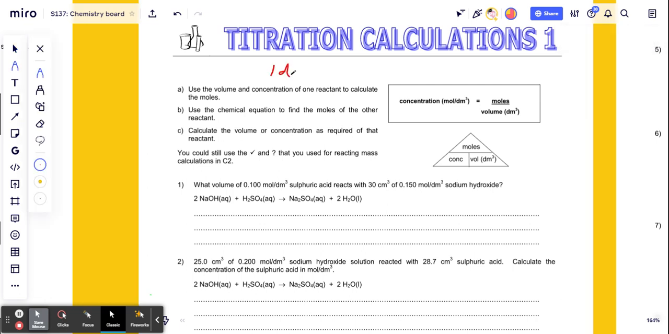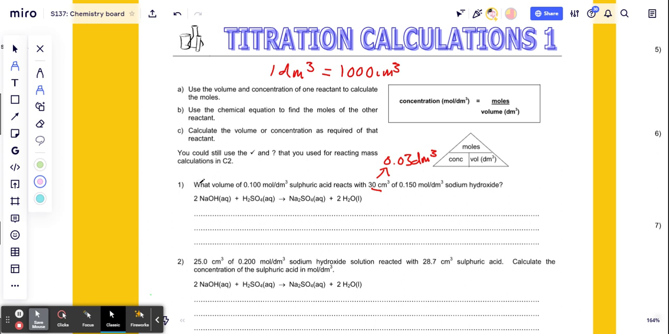So 1 decimeter cubed is equal to 1,000 centimeters cubed. The volume will most likely be in centimeters cubed, but the units of concentration will be in decimeter cubed, so we need to convert this. I would suggest converting it straight away into decimeter cubed. So how many decimeter cubed is that? 0.03 decimeter cubed, you just divide it by 1,000. It's a good idea to do that at the beginning so we don't forget afterwards.